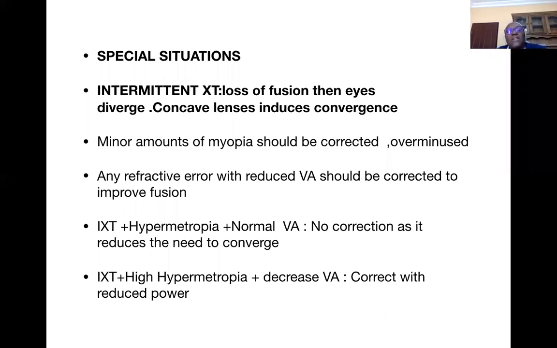Then any refractive error with reduced visual acuity and the presence of intermittent exotropia should be corrected to improve the fusion. Then if the child has intermittent exotropia, hypermetropia, and the VA is normal, there's no need to correct because it reduces the urge to converge. But if it is due to high hypermetropia and there's decreased VA, you need to correct with a reduced power of the minus lens.